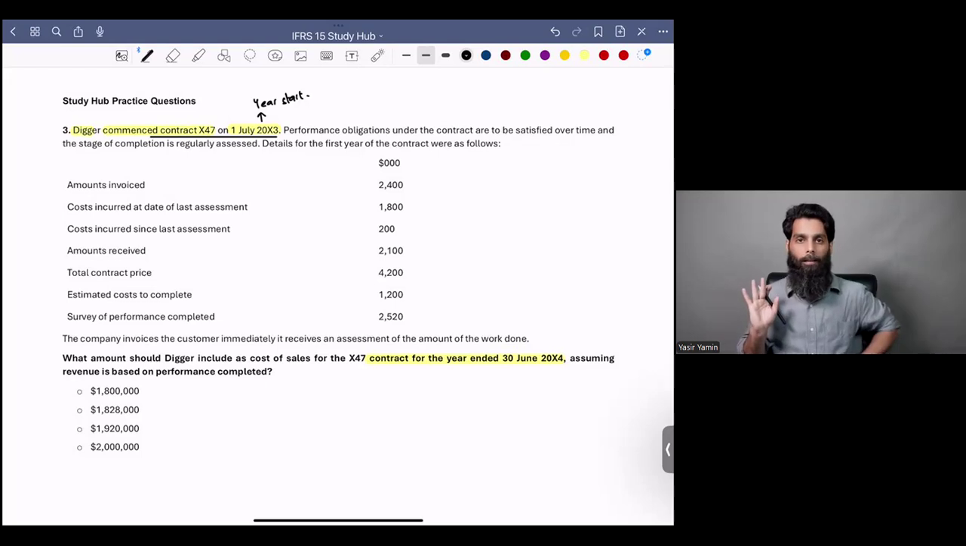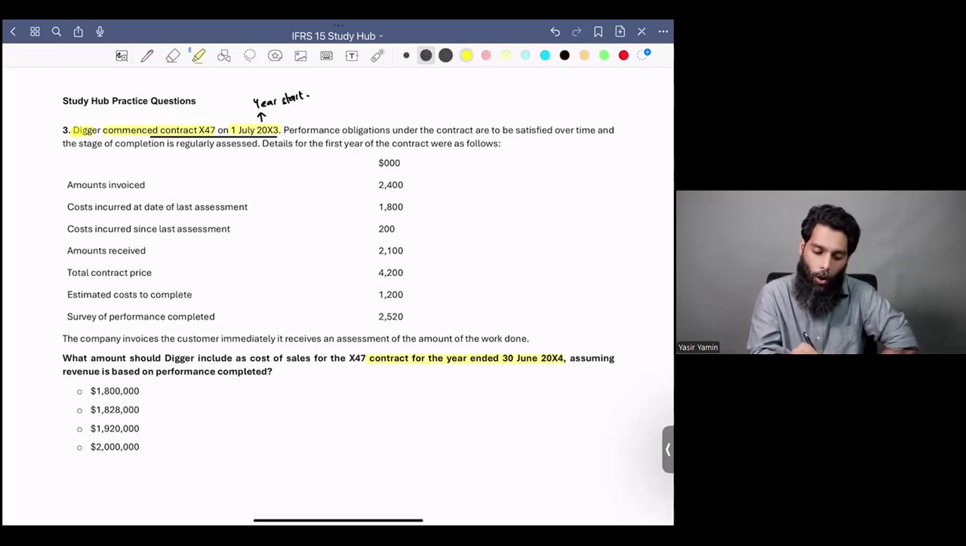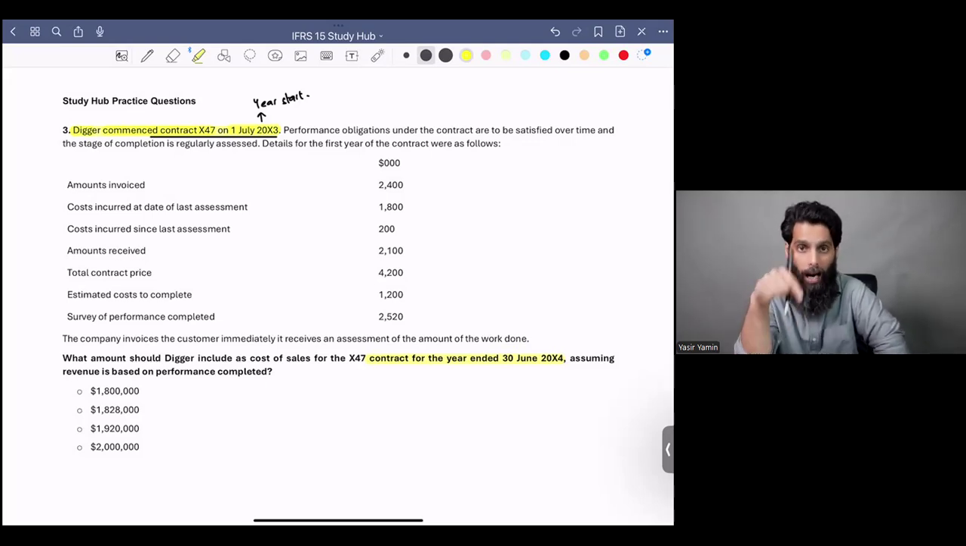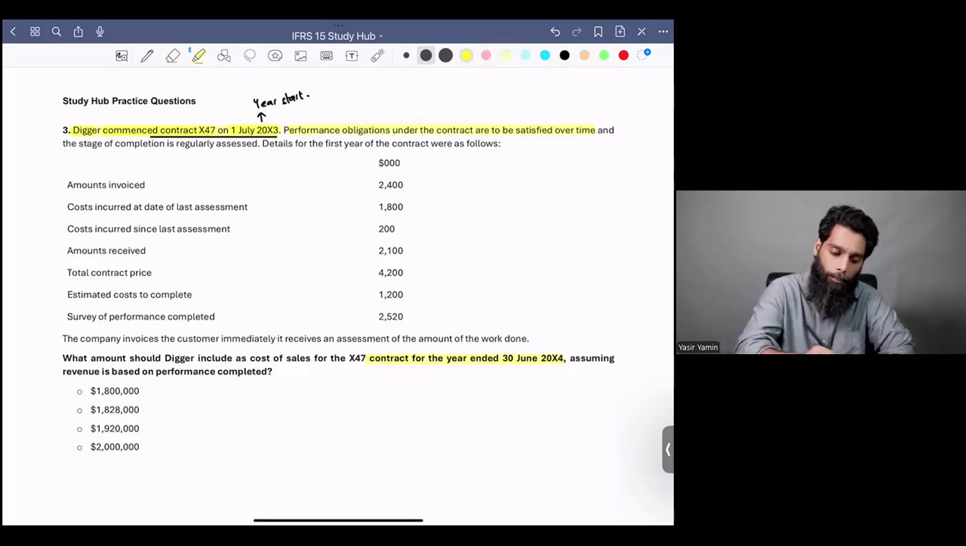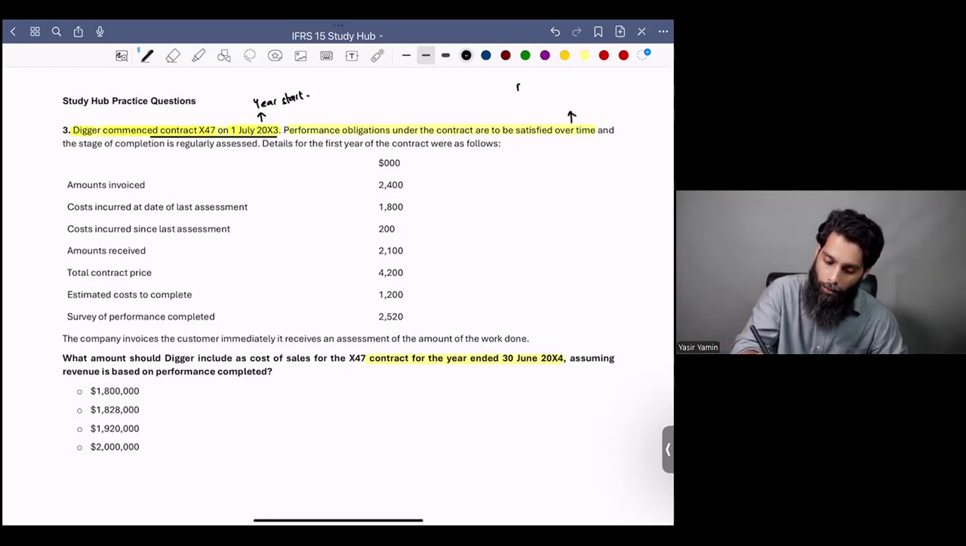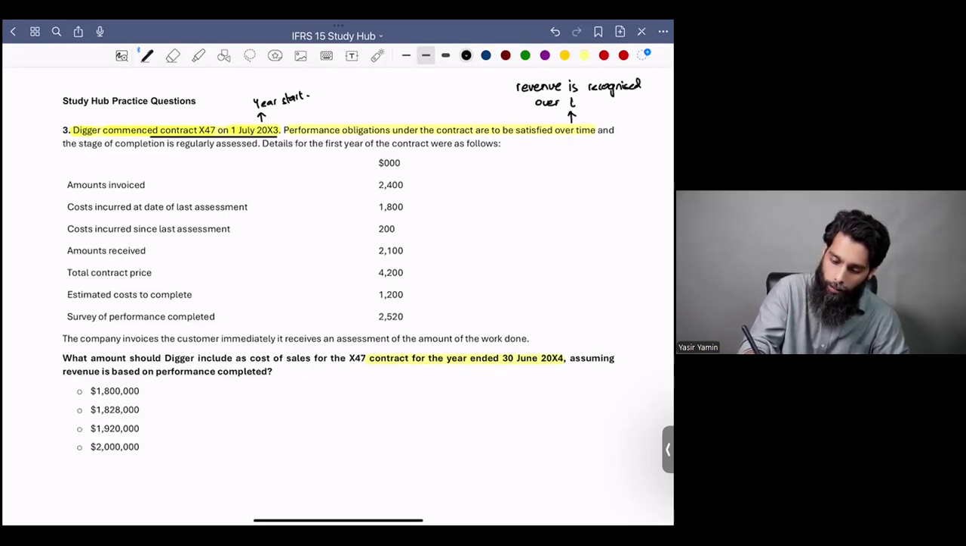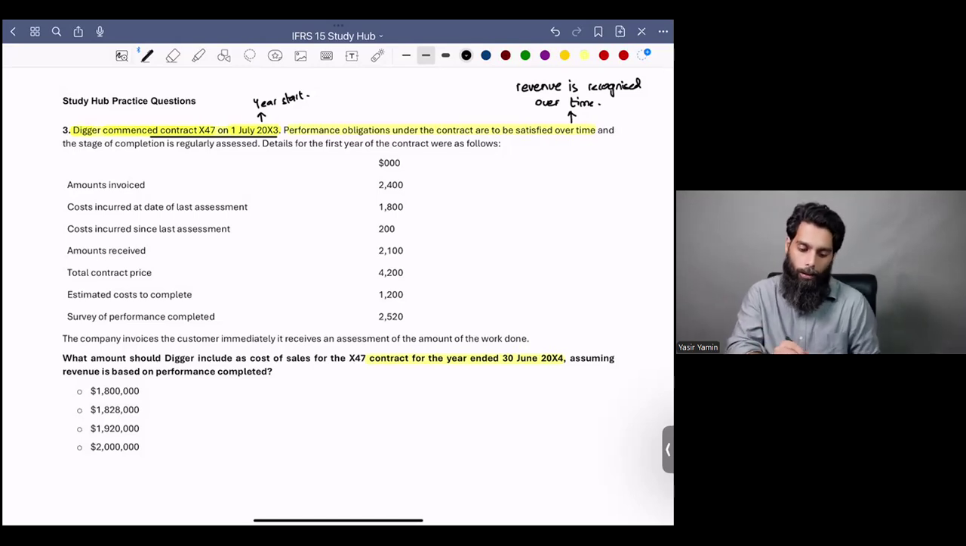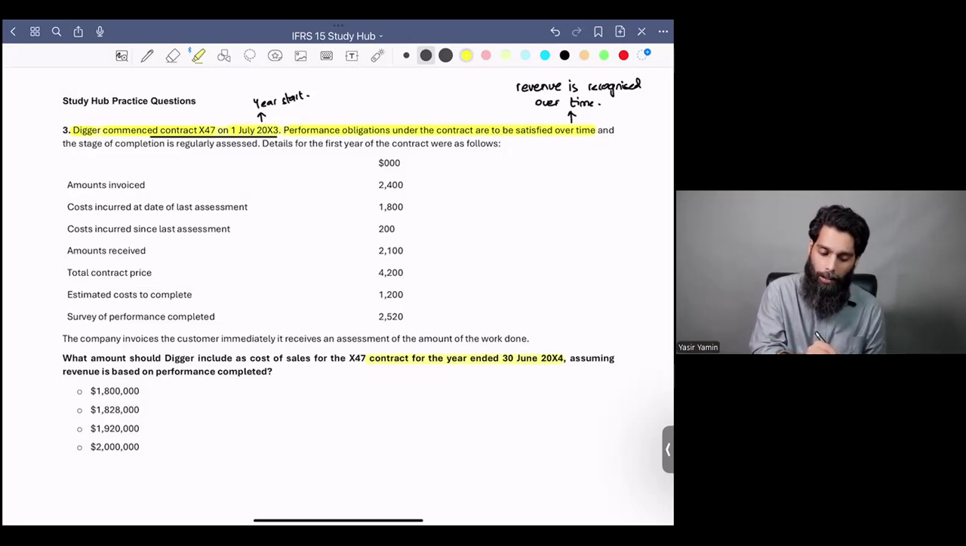Make sense? So it says that Digger commenced the contract on 1st July X3, which is the start of this particular year. Performance obligations are to be satisfied over time. By the way, if performance obligations are satisfied over time, then remember revenue is recognized over time. Make sense? Revenue is recognized over time. It says that performance obligations under the contract are to be satisfied over time, and the stage of completion is regularly assessed. So you calculate stage of completion on a regular basis.